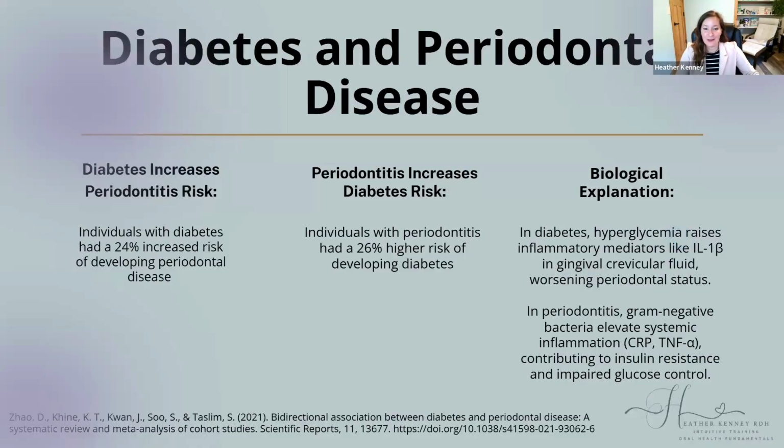But so let's just talk about diabetes and periodontal disease for just a moment. So individuals with diabetes have a 24% increased risk for developing periodontal disease. And people with periodontal disease have a 26% higher risk of developing diabetes. So that's a big red flag there.